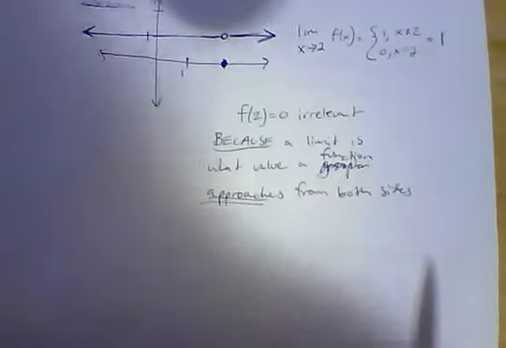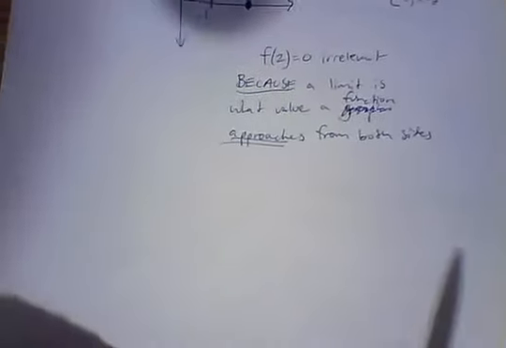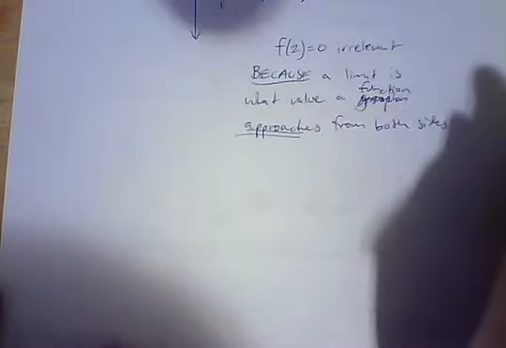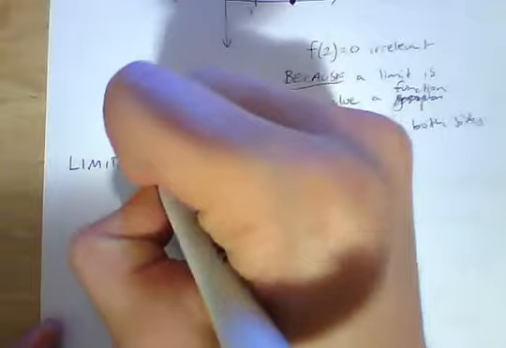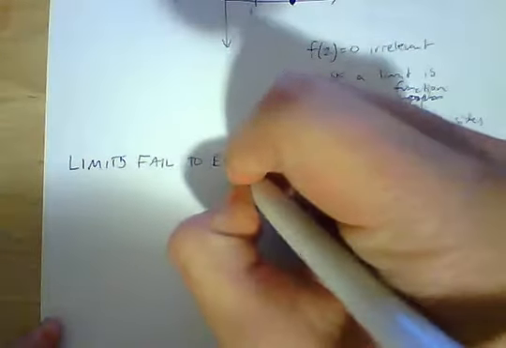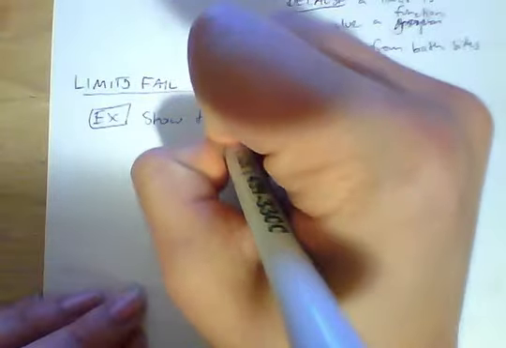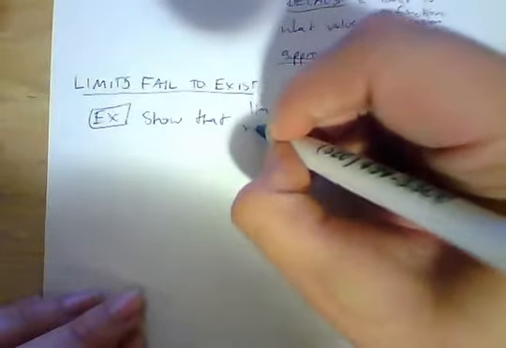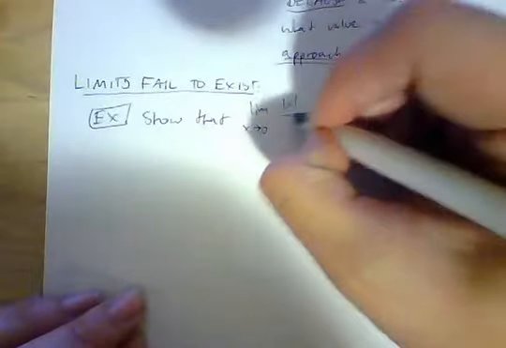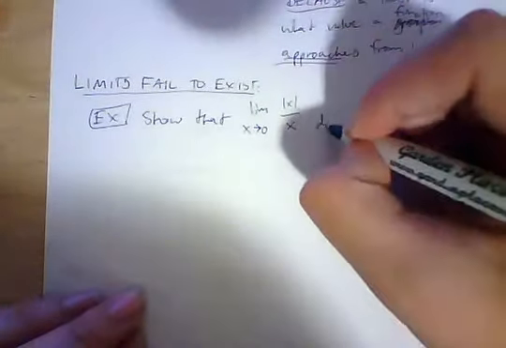Okay, sorry for all these little hiccups. We got one more example. Let's get through it. Okay, the last topic we need to cover is when limits fail to exist. So we're going to write that topic right here: when limits fail to exist. All right. So the example we're going to do for this one is to show that the limit as x approaches 0 for absolute value x over x does not exist.